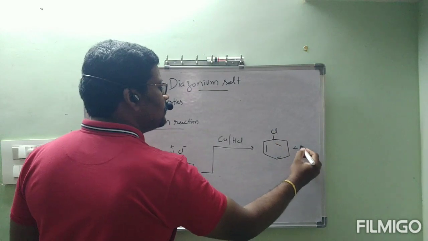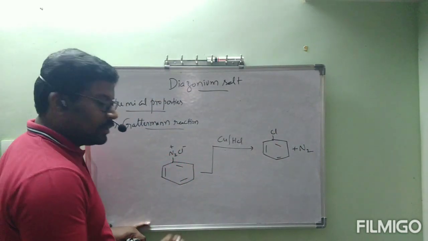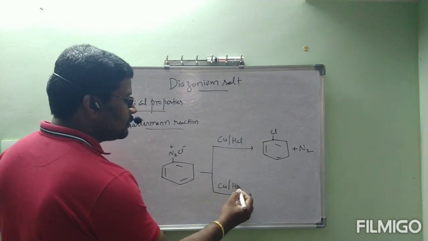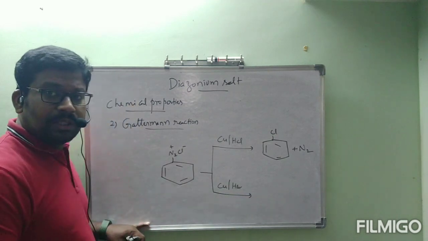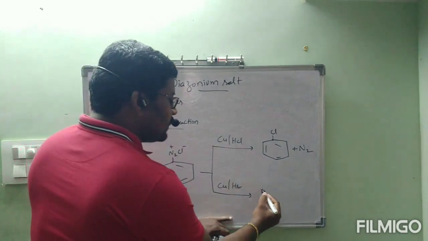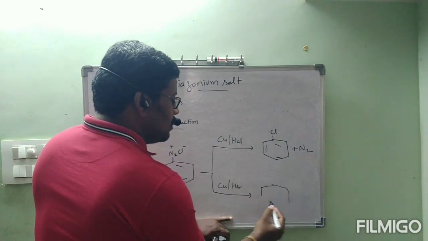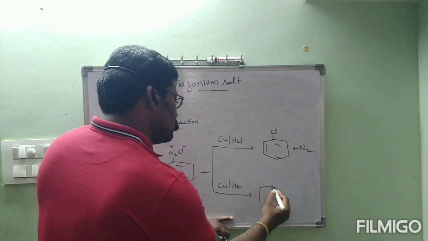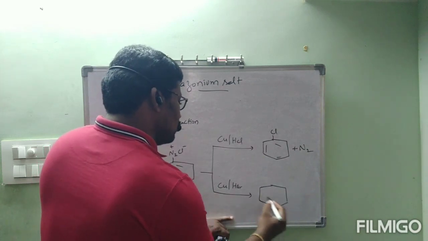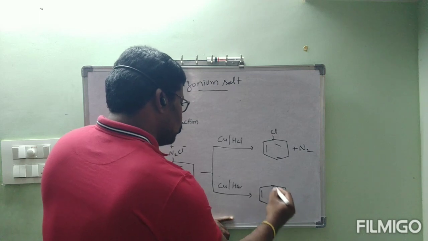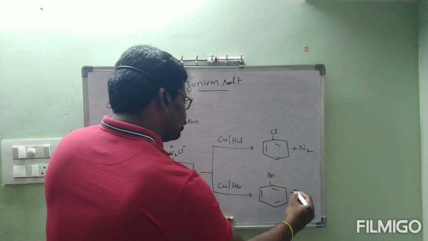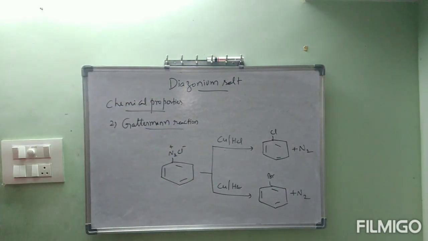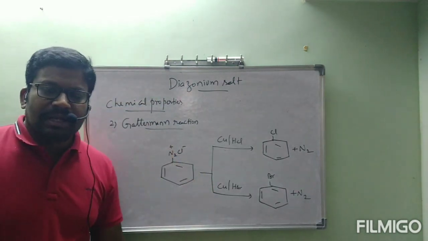Chlorobenzene plus N2. Nitrogen gas will be evolved. Next, Cu with HBr. Here you will get bromobenzene plus N2.